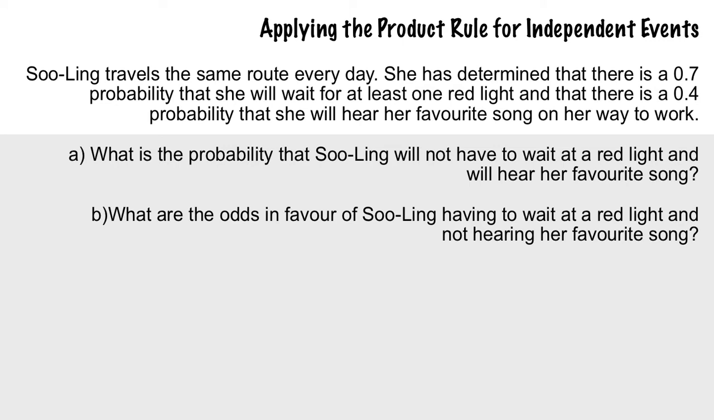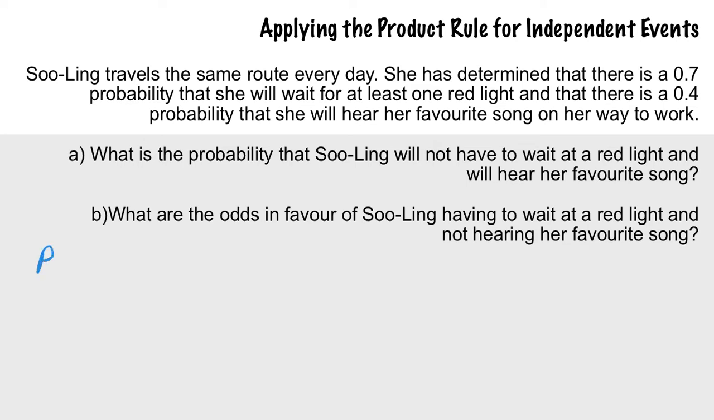Applying the product rule for independent events. Su Ling travels the same route every day. She is determined that there is a 0.7 probability that she will wait for at least one red light, and that there is a 0.4 probability that she will hear her favorite song on her way to work. So in part A, what is the probability that Su Ling will not have to wait at a red light and will hear her favorite song?